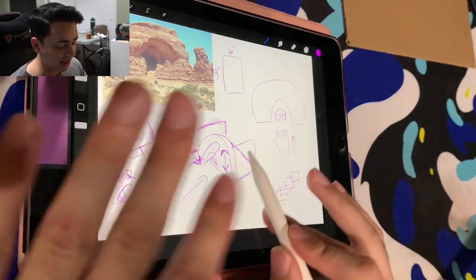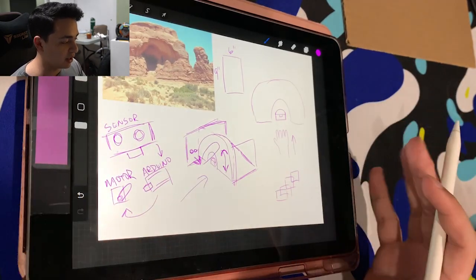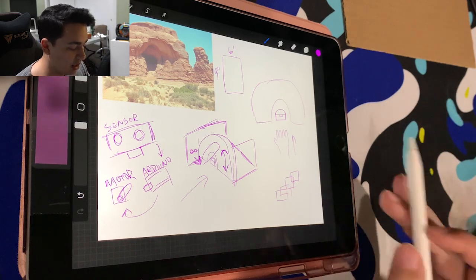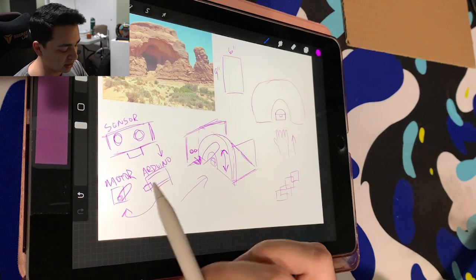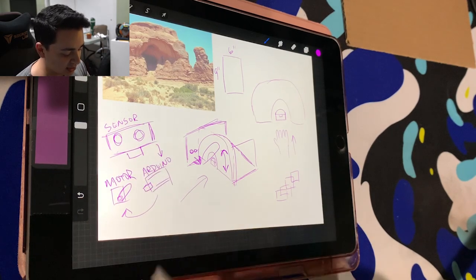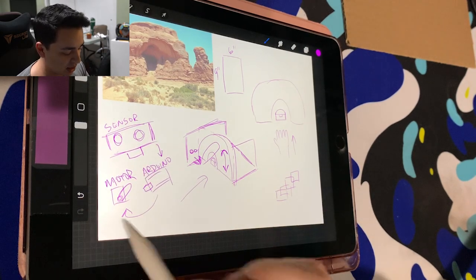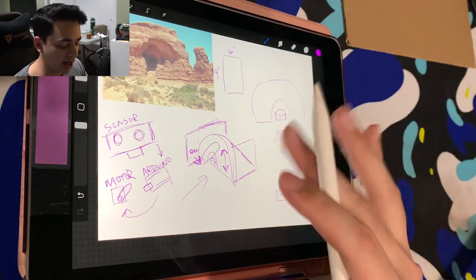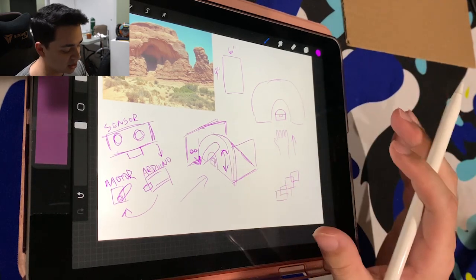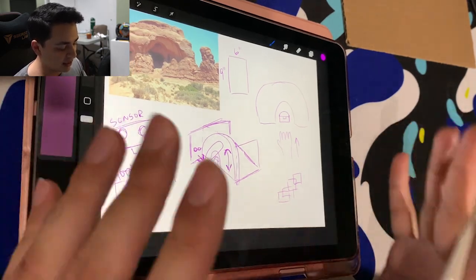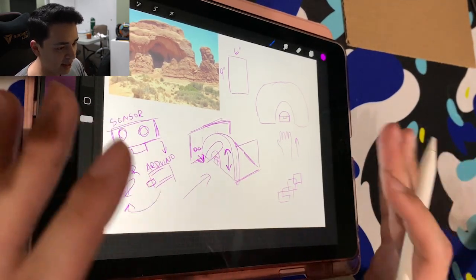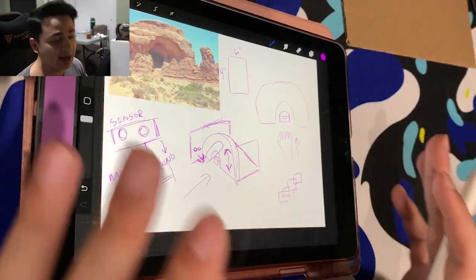So now we have a general idea of our project. We know fundamentally we're going to need an Arduino, this proximity sensor, and a motor. And we know approximately where everything is going to go. And now we can take this as a foundation and move into CAD and start designing exactly how everything is going to look.